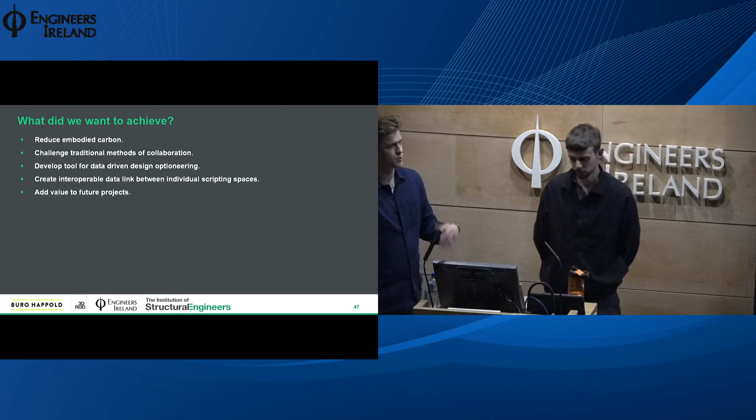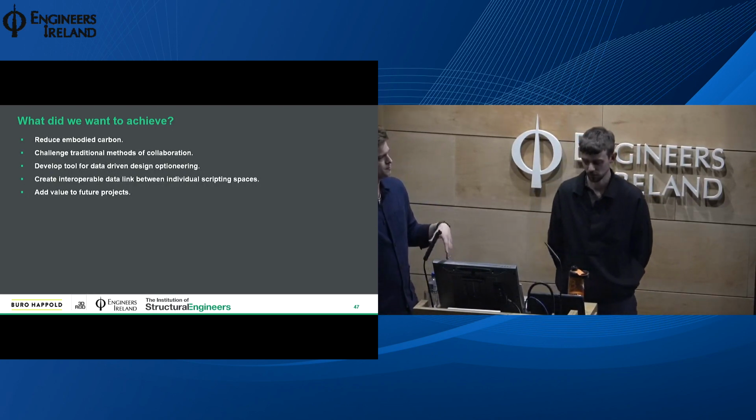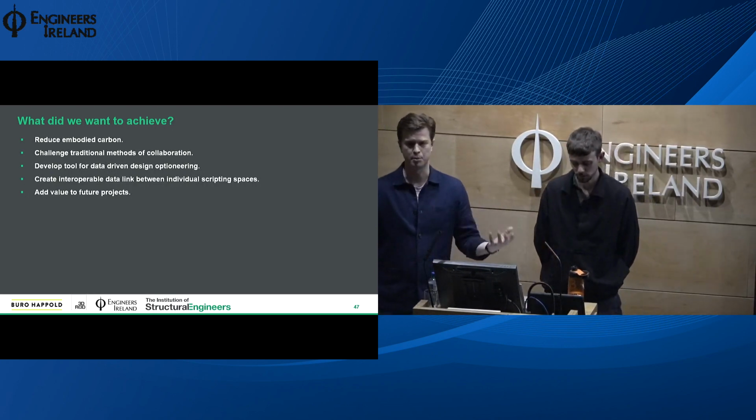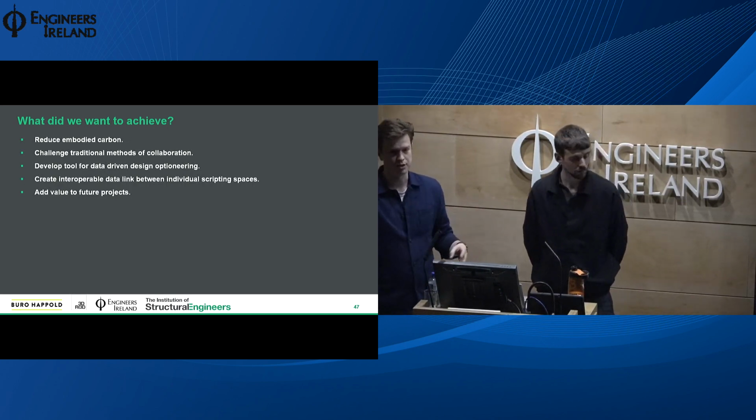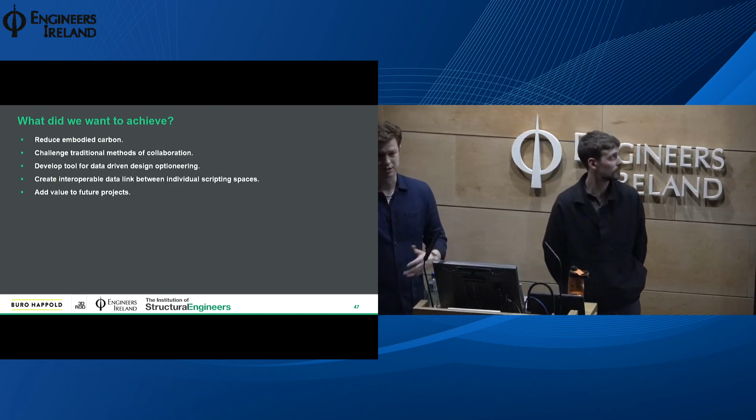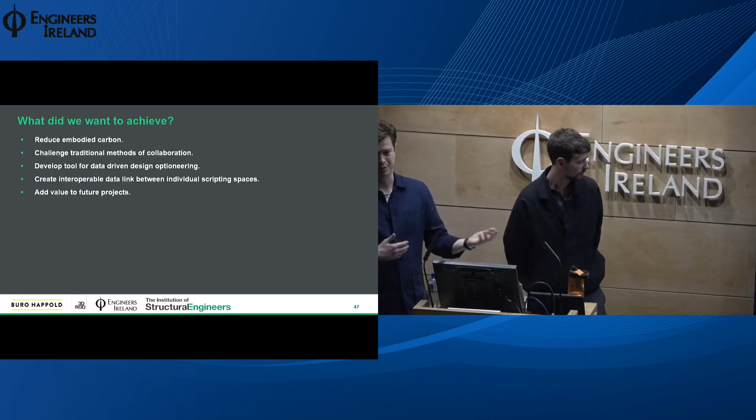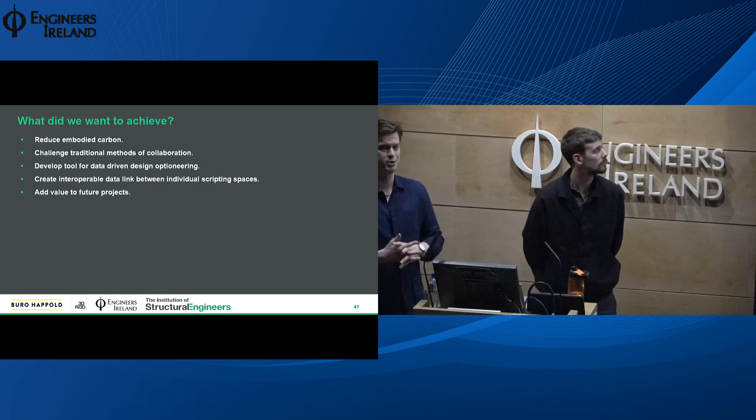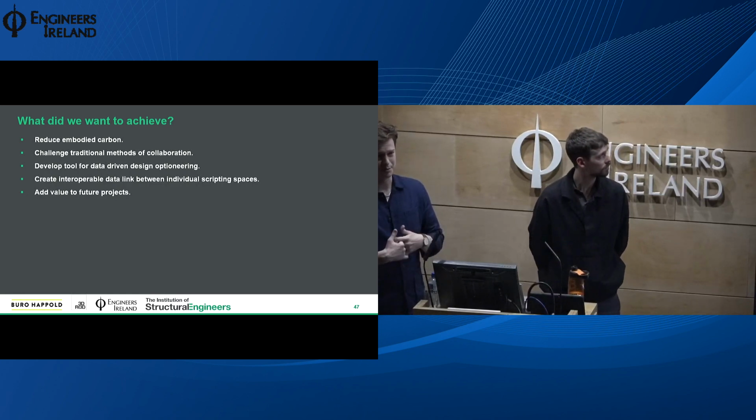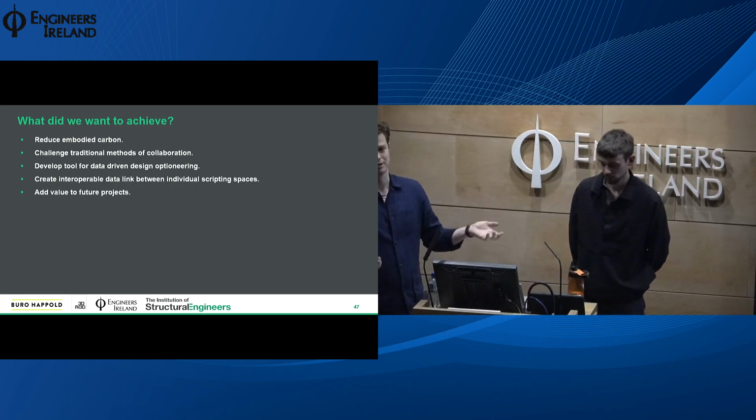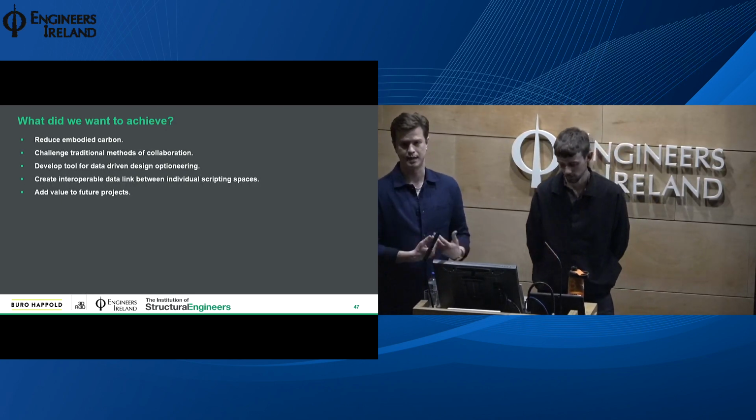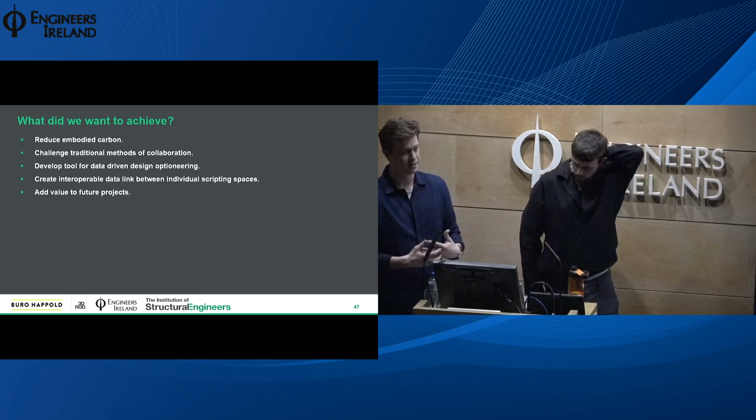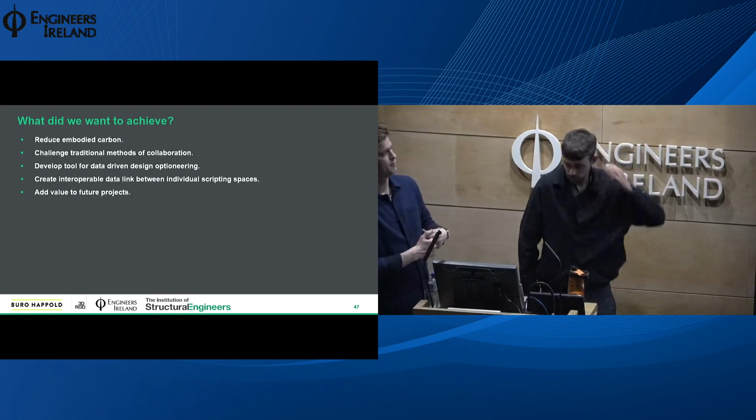So we decided we wanted to use the reduction of embodied carbon within a design as our target, something to work towards collaboratively. We wanted to challenge the traditional methods of collaboration, so the emailing backwards and forwards of documents, possibly Dropboxing, possibly even using BIM 360 as a repository to drop files. We wanted a much more live link between the workflows that we had, possibly linking some scripts together. We didn't know how we were going to do that.